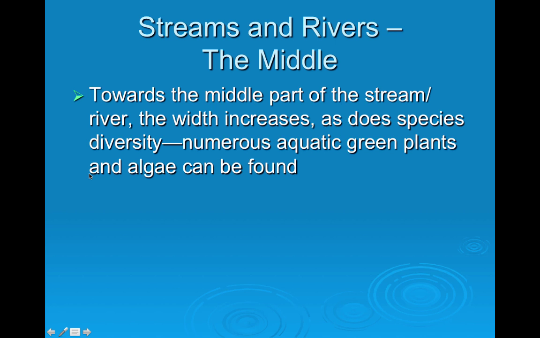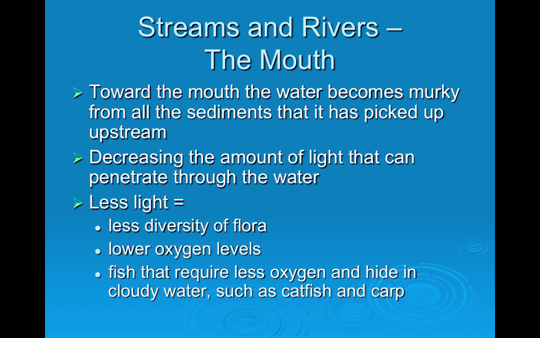Towards the middle part of the river, streams get wider, species diversity increases because you also have more sediment in there, so you have more plants, so then that means that you have more animals. Then as you get towards the mouth, river flow slows, it gets more murky, because again you have a buildup of all the sediment that it's picked up upstream. It decreases the amount of light that can penetrate through the water, so you have different varieties of fish. You usually find things like catfish in these particular areas.